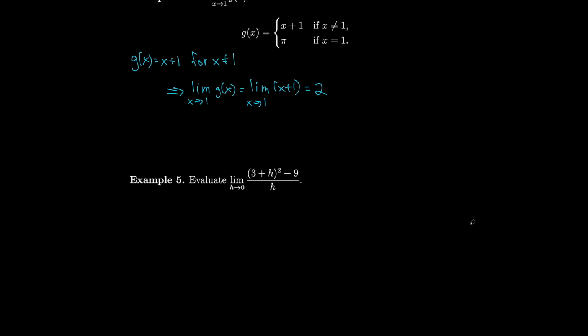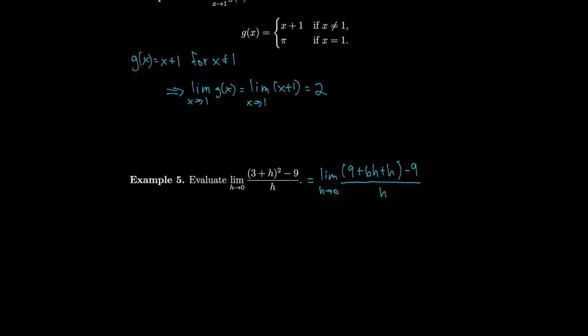Okay, how about the limit of (3 plus h) squared minus 9 over h as h goes to 0? So let's try expanding this a little bit. Realize we can't plug in 0 because we'd have a 0 in our denominator. So let's look at this limit if we actually expand the (3 plus h) squared and get 9 plus 6h plus h squared minus 9.